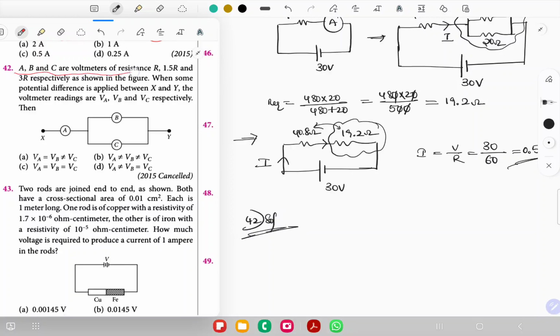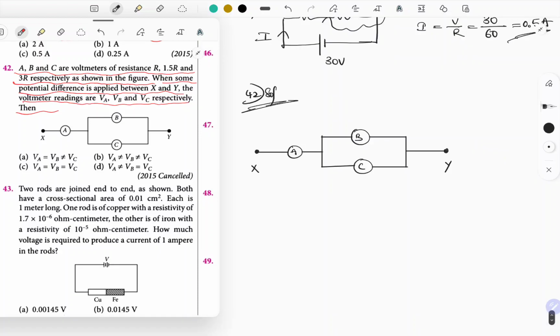A, B and C are voltmeters of resistors R, 1.5 R and 3 R respectively, as shown in the figure. When some potential difference is applied between X and Y, the voltmeter readings are VA, VB and VC respectively. Then, they are asking for the relation between VA, VB and VC, and they gave the internal resistance also. Let's try that. This is the circuit that they have given.